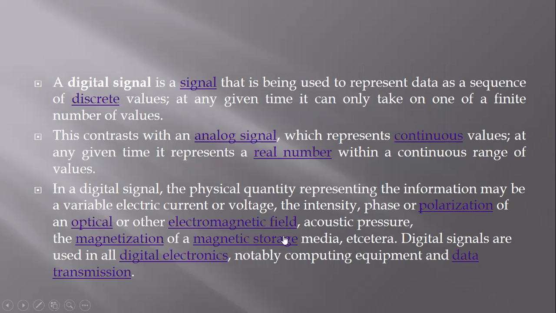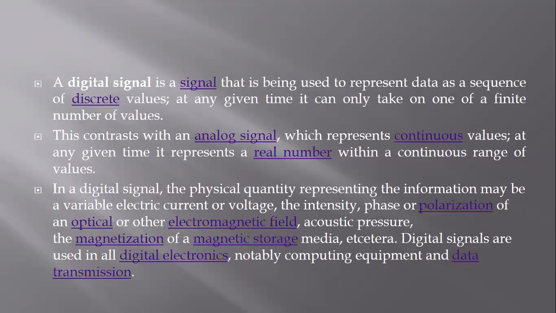Then we would see a digital signal. A digital signal is a signal that is used to represent data as a sequence of discrete values. At any given time, it can only take on one of a finite number of values. This contrasts with an analog signal, which represents continuous values. At any given time, it represents a real number within a continuous range of values.